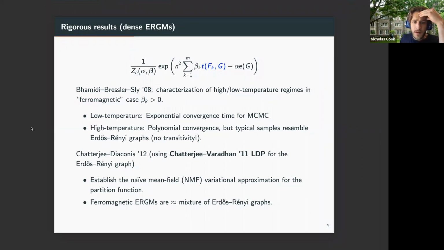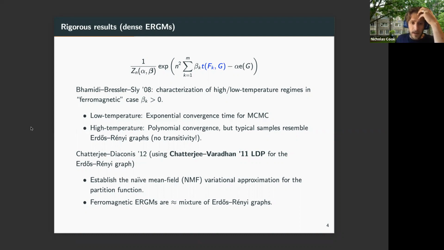All right, so the next important rigorous result that I want to highlight was of Chatterjee and Diaconis in 2012. They used this large deviation principle that was proved with Varadhan. So Chatterjee and Varadhan established a large deviation principle for the Erdős graph in this so-called cut metric. And when you can do large deviations theory, then you can do things like estimate partition functions and study Gibbs measures like these.